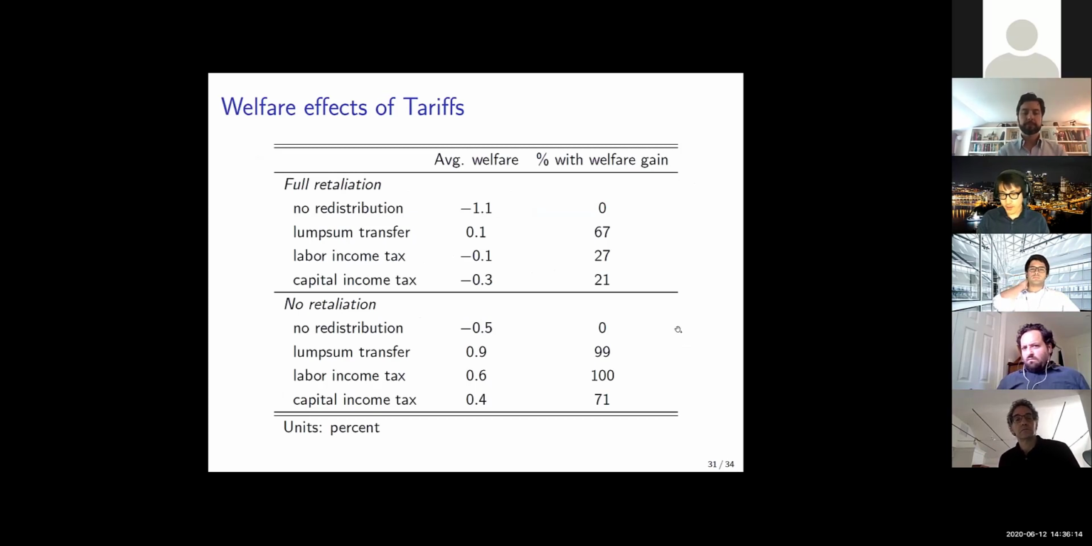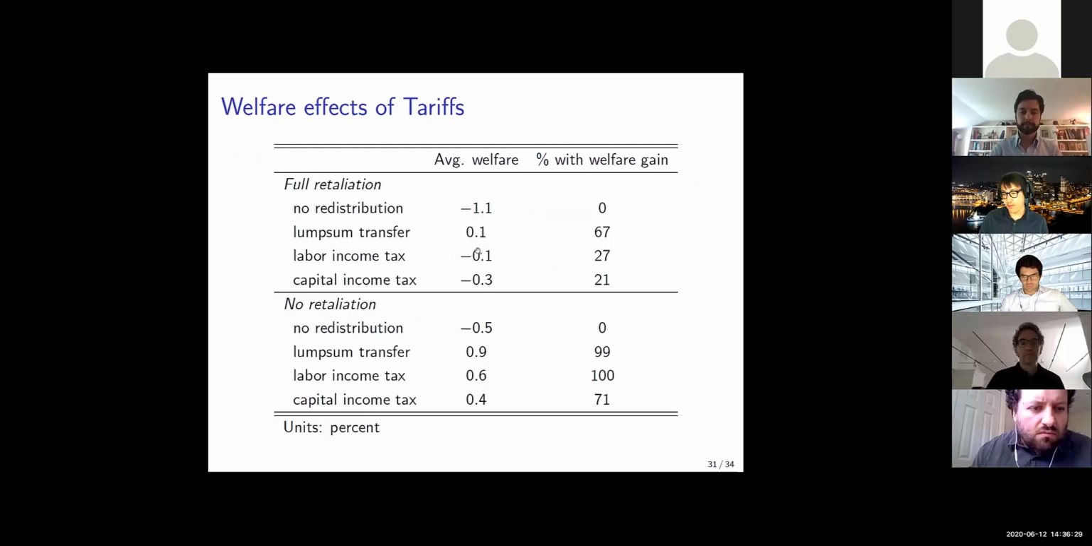Just because I'm running out of time, when we look at average welfare, and this is the full retaliation case, you see that obviously if there's no redistribution, that gives you the highest welfare loss. The labor income tax reduction is almost welfare neutral. The capital income tax is considerably more costly, and then in the lump sum transfer case, there's a small welfare gain on average.